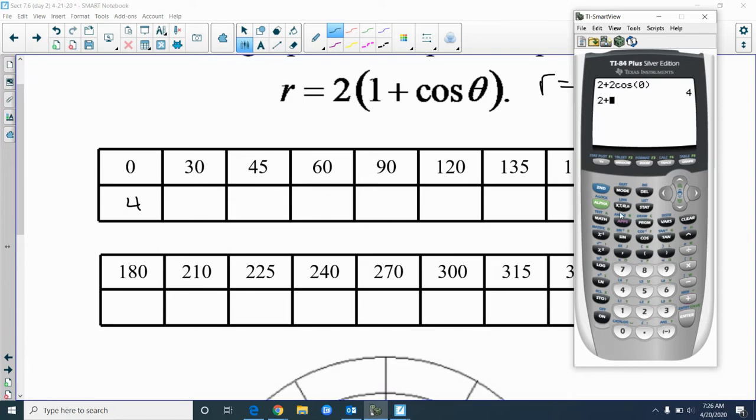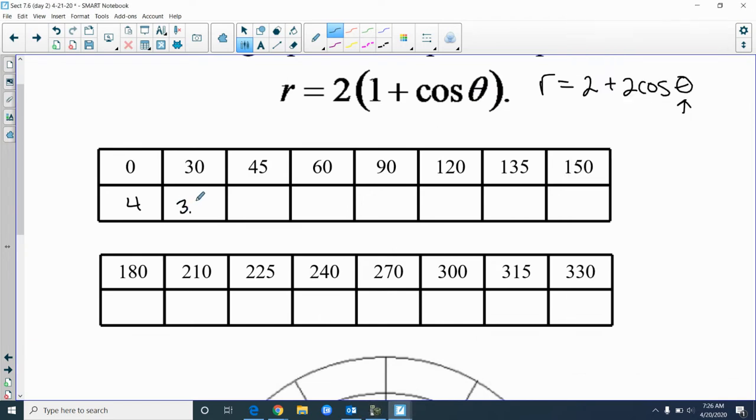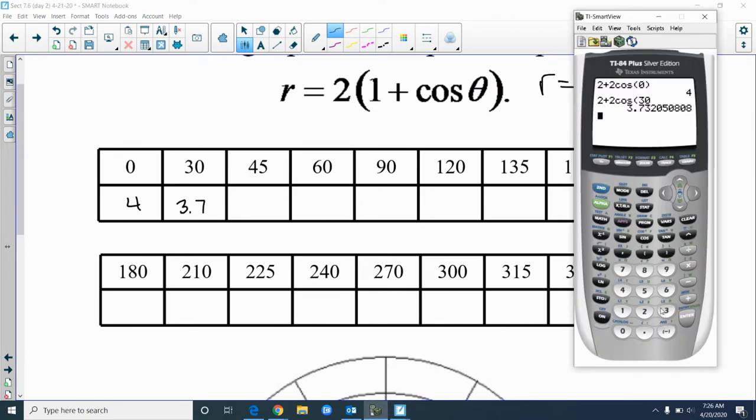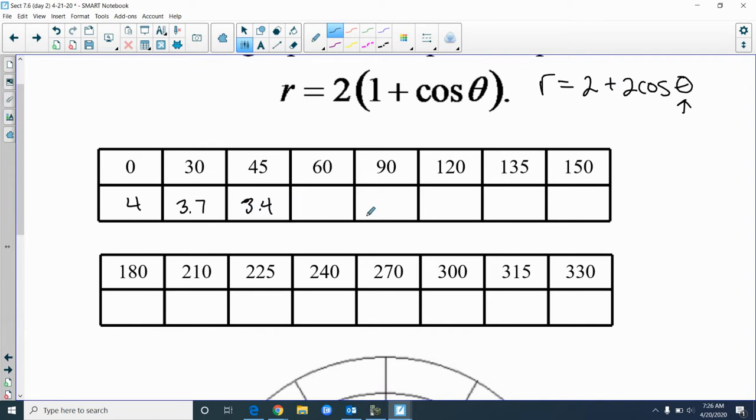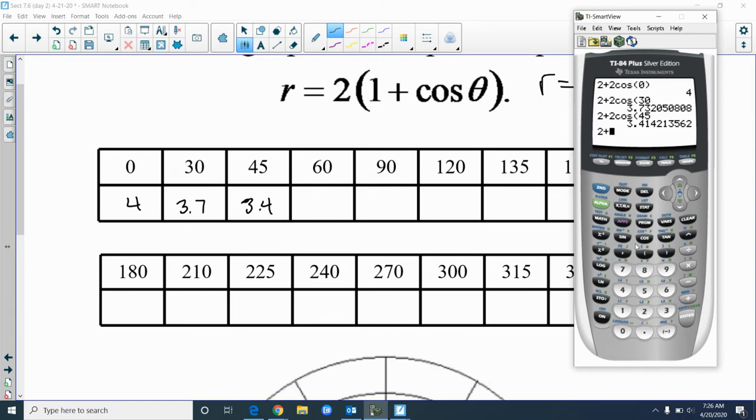So what is 2 plus 2 cosine of 30 degrees? Okay, 3.7. What is 2 plus 2 cosine of 45 degrees? And that's 3.4. And then 60 degrees, 2 plus 2 cosine of 60.